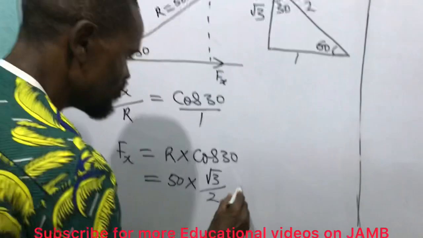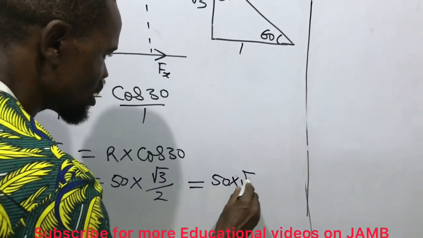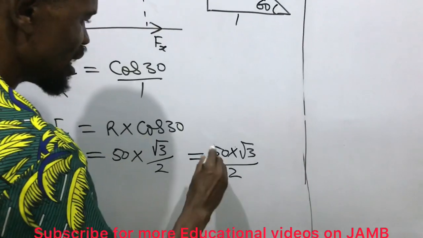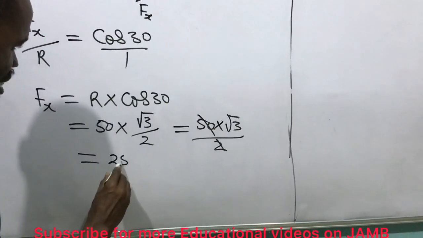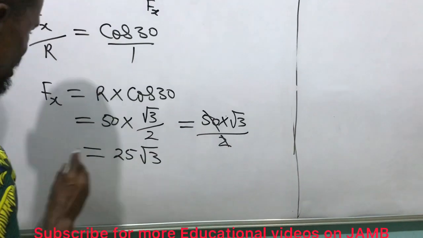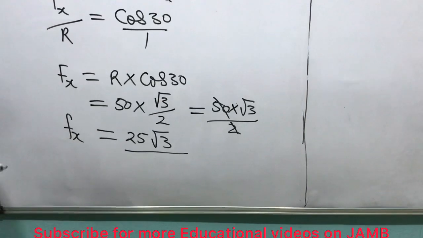And this will give me equals to 50 times root 3 over 2. And this will cancel this. And that will give me 25 root 3. And that means that Fx is 25 root 3.